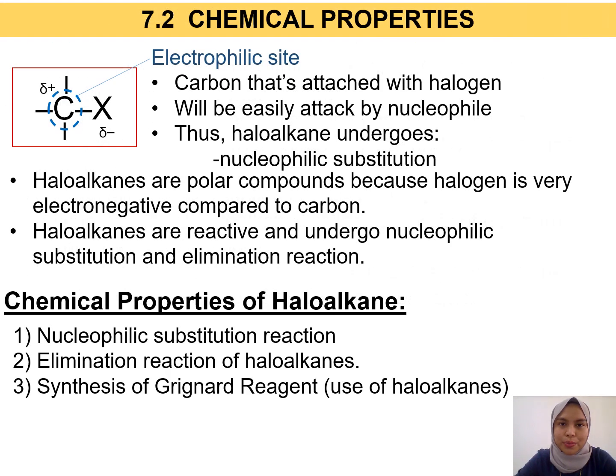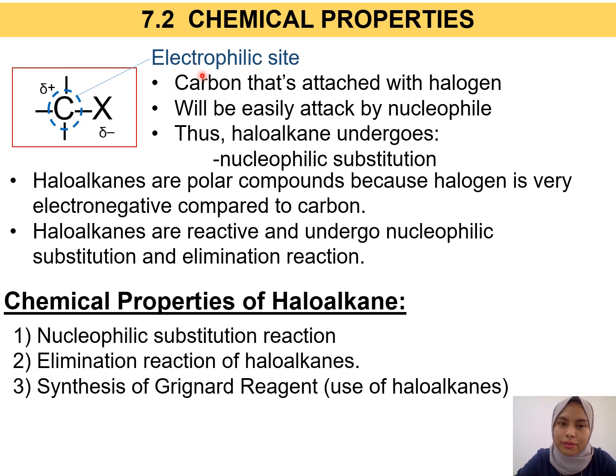Okay guys, before I proceed further about the chemical reactions of haloalkane, I want you to look at the structure of haloalkane properly. Basically, haloalkane is a carbon directly attached to a halogen atom. The halogen atom, for your information, is an electron withdrawing group. So bila dia electron withdrawing group, dia akan menyebabkan carbon ni less electron density, lower dia punya electron density. Dia akan menyebabkan carbon ni miskin. Therefore, this carbon is an electrophilic site.